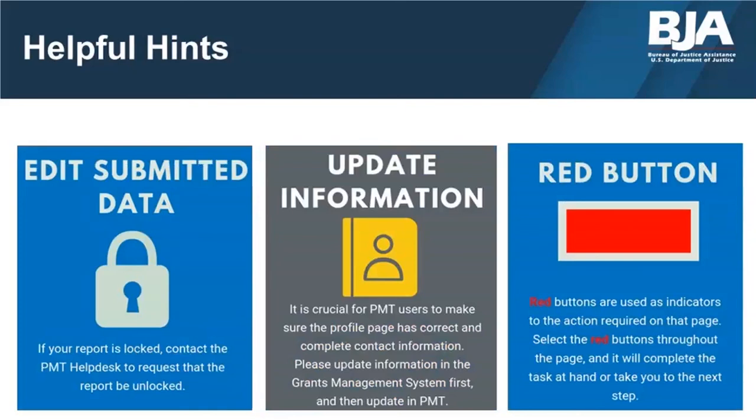Edit submitted data. If your report is locked, contact the PMT help desk to request that the report be unlocked. In order to update information, it is crucial for PMT users to make sure the profile page has correct and complete contact information. Please update information in the grants management system first, and then update in PMT.